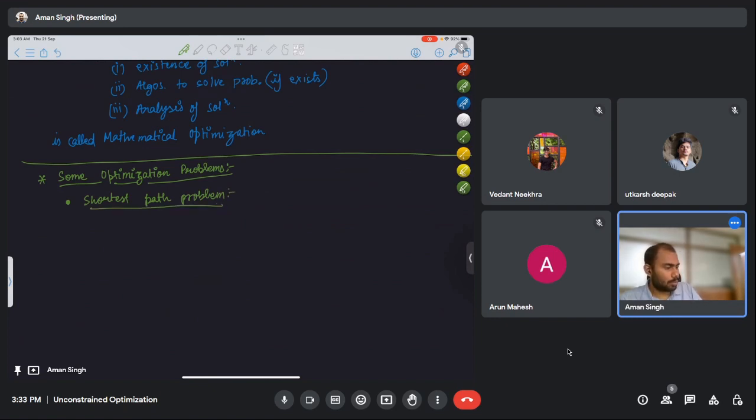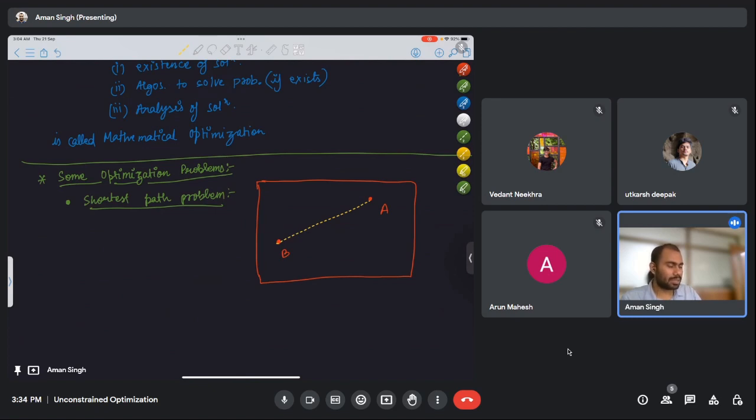Let's say there are 2 points A and B, and you have to find a curve that gives you the shortest distance between these 2 points. As we all know, in a 2D plane, it's always a straight line joining the 2 points. So it's fairly an obvious problem.